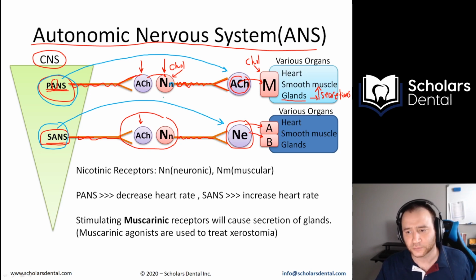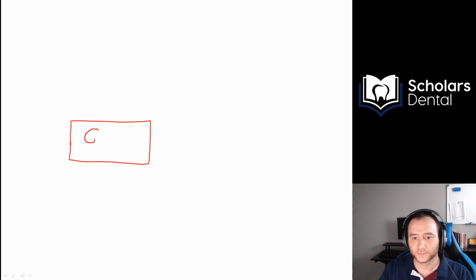Okay, now to make sure this is clear, I'm going to give you an example. It's not necessarily an accurate anatomical example. It's just an example to help you understand. So let's say here is the gland. This is a gland, okay? This gland, let's say, makes secretions.